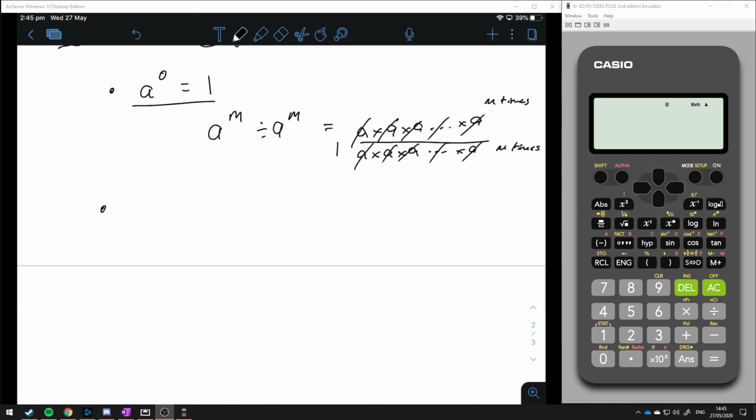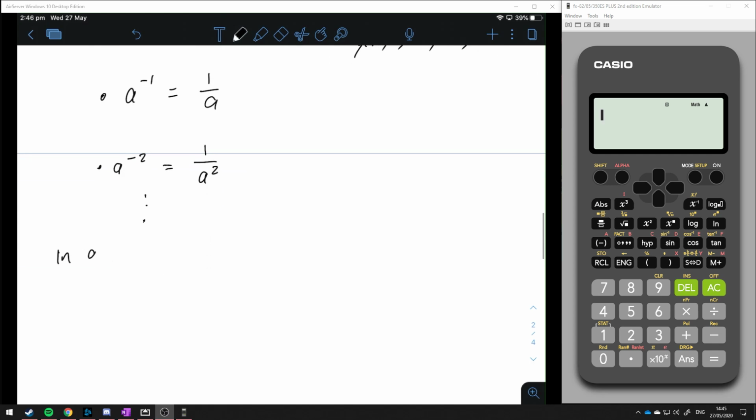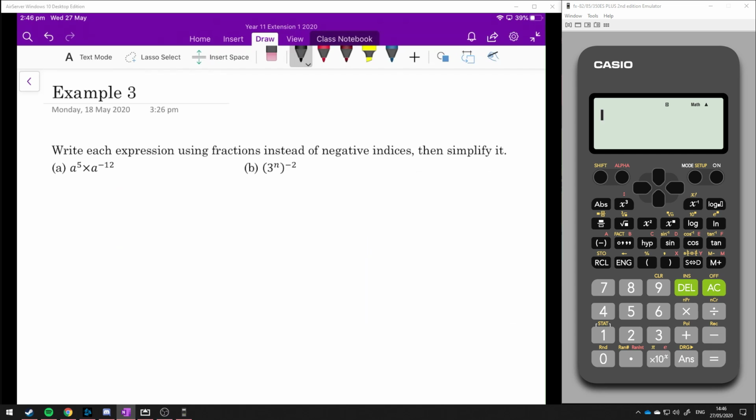Okay, now with negative indices, it's a little bit different. If we have a to the negative 1, then that is just the same as 1 over a. A to the power of negative 2 is just 1 over a squared, and so on. The pattern keeps continuing like that. So in general, a to the negative n is just 1 over a to the positive n. We're effectively saying anytime you have a negative index, we can just rewrite the expression as 1 over the same base, but with the positive index. So let's have a look at some of these examples used in action.